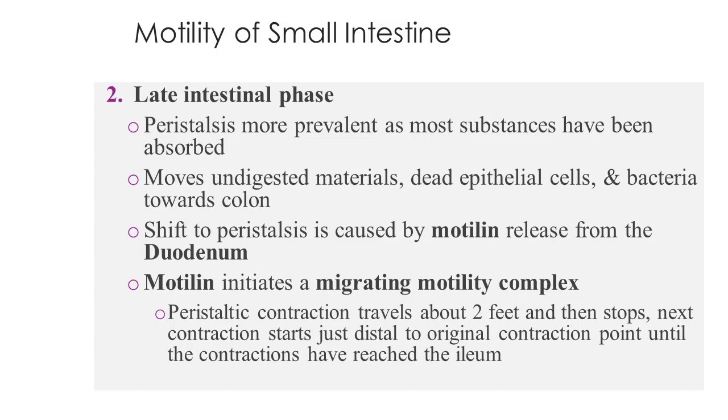Now we have another hormone that's going to help with this move from early to late. And this is going to be secreted by cells in the duodenum. And this hormone is called motilin. And this motilin is going to start, again, this moving the material down, which is called a migrating motility complex.